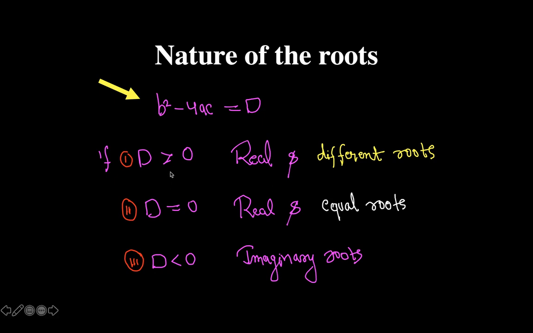So if your discriminant is greater than 0, then you are going to get real and different roots. And if your discriminant is equal to 0, you are going to get real and equal roots. And if your discriminant is less than 0, you are going to get imaginary roots. So we have covered this theory in our previous session. Now I would like to do some problems based on this topic.